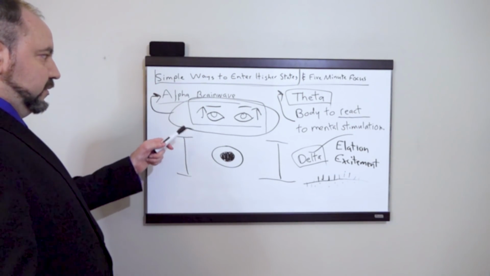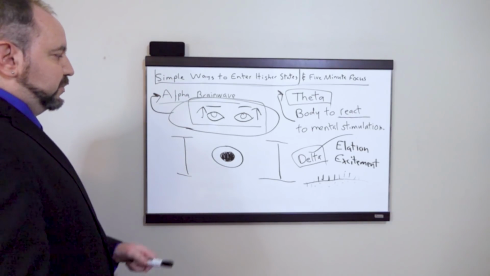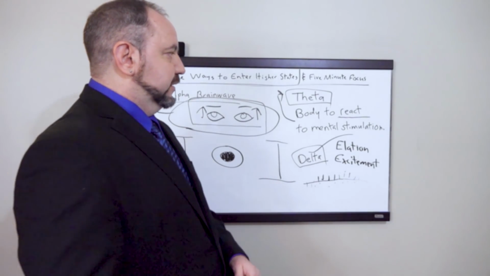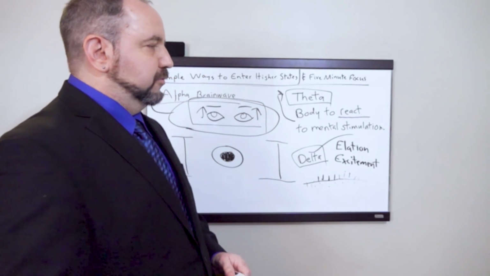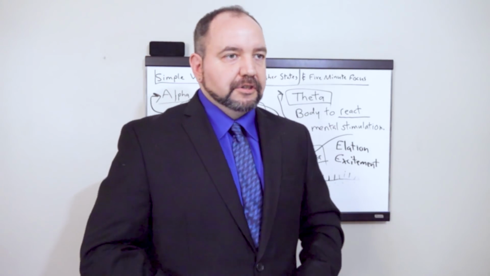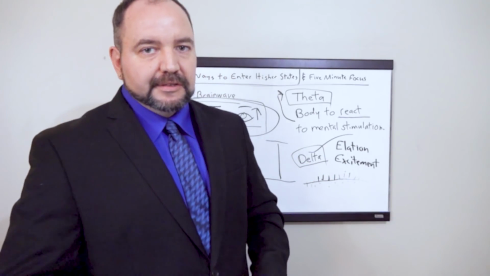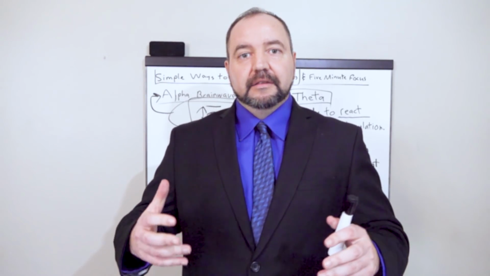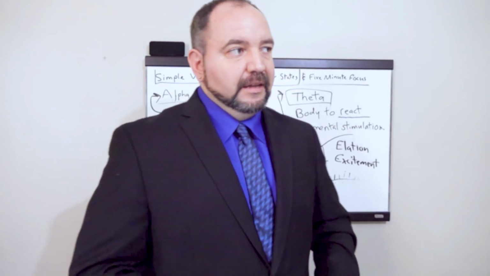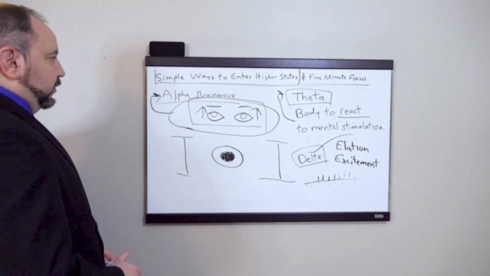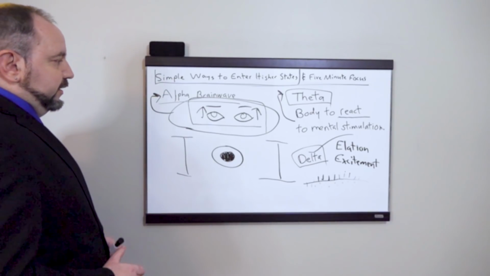Of course, alpha is very, very simple. Just look up and dilate your eyes. Theta, just get your body to react to your mental stimulation. Delta, work with having your hair standing on end and getting goosebumps. Excitement, elation, anything that triggers that. And that's you going into these very simple, deeper brainwave states.